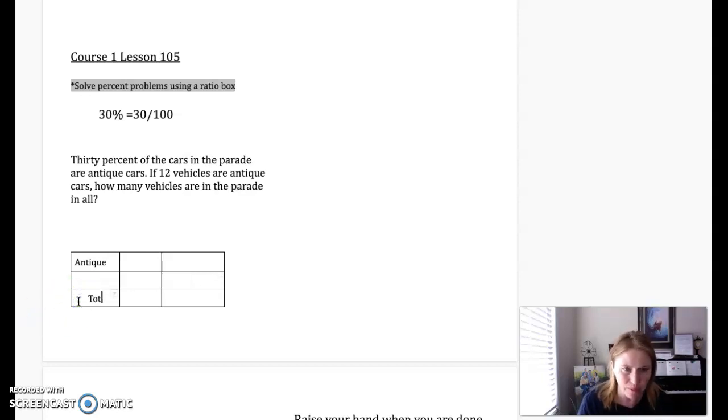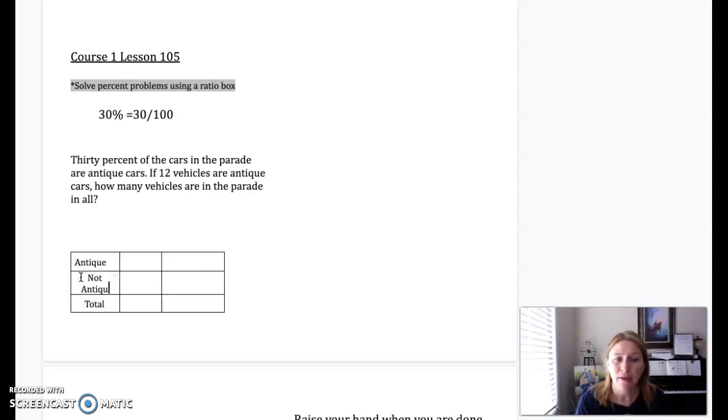And let's talk about what we put in our ratio boxes. In our ratio boxes, we put what we know, the words. We knew antique cars, and we're going to put total. That's going to start to be one of our go-tos. So to get the total, we would also have to know how many are not antique. And maybe that was the part of the lesson today that you didn't know how to put on there.